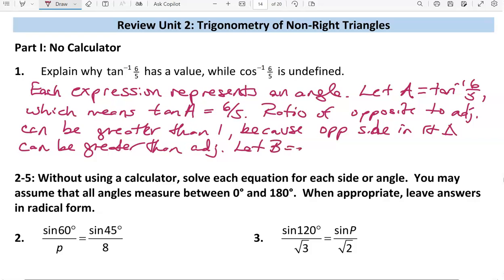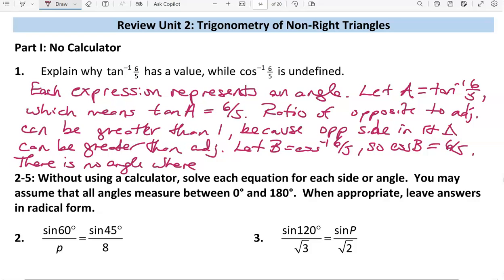Let B equal the cosine inverse of 6/5. So cosine of angle B is equal to 6/5. There is no angle where adjacent to hypotenuse is larger than 1, and that is because the adjacent side cannot be larger than the hypotenuse. No room to write that there.